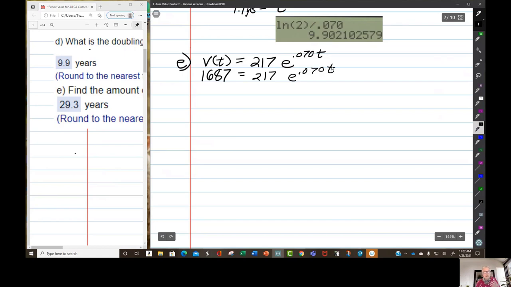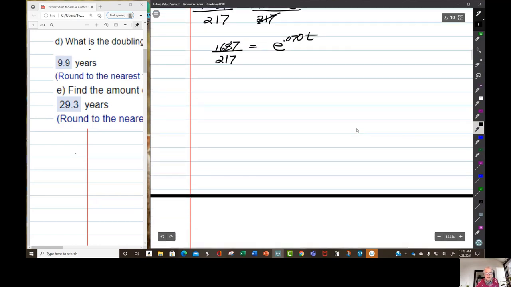Now, you want to try to pick up on when you're solving these, there's always a kind of a dance to it, and they're the same steps. First, I divide by the number in front of e. That gives me 1687 divided by 217 equals e to the 0.070t. Then I take the ln of both sides. So let's actually make a separate step for that so you can see it.